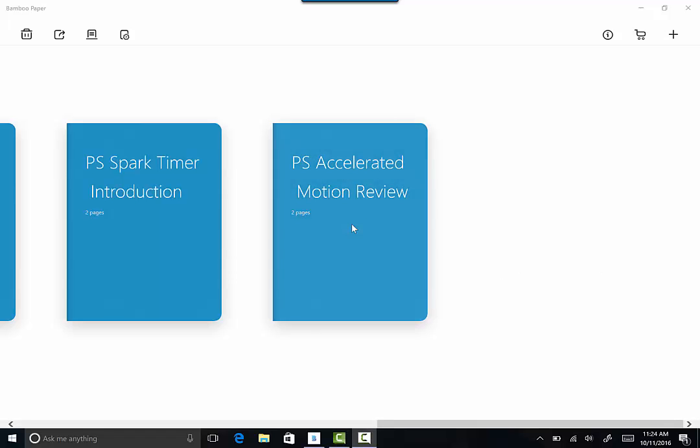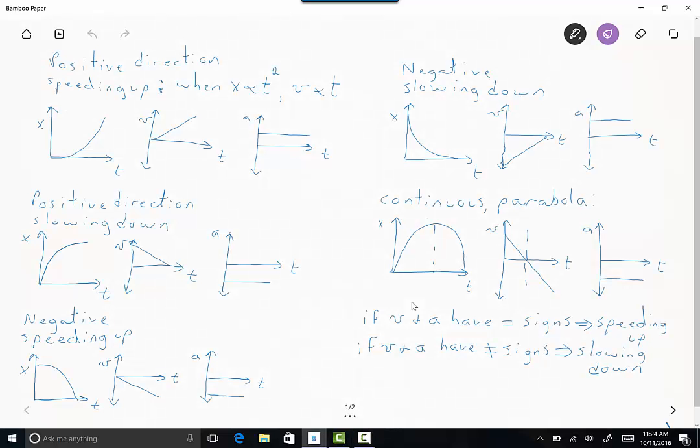So let's get started here on acceleration, accelerated motion, and the review for accelerated motion. So some notes here. First of all, let's look at the top left-hand corner. If you are having motion that is in the positive direction and you are speeding up, your displacement time graph is going to look like this, velocity time graph, and that should be a straight line, sorry, and acceleration time graph. These are what they should be looking like.